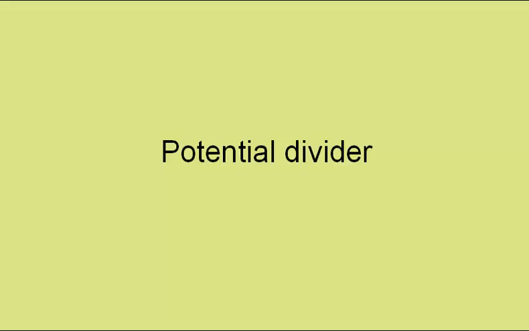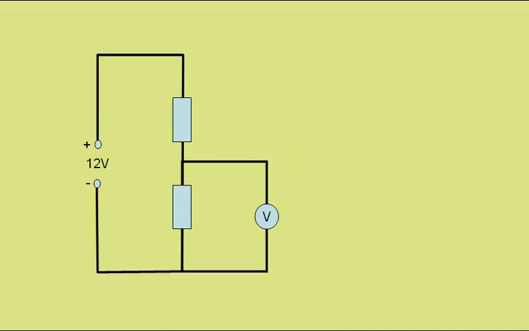Potential dividers. Here we have a simple circuit with two resistors in series. We have a 12 volt DC supply and a voltmeter reading the potential difference across the bottom resistor. Now the potential difference is shared between these two resistors, and so if they are both of value 5 ohms, they will take half of the 12 volts each, and this voltmeter would read 6 volts.